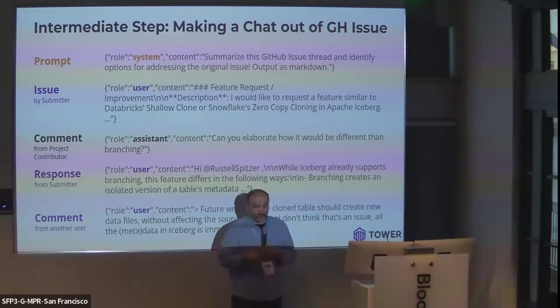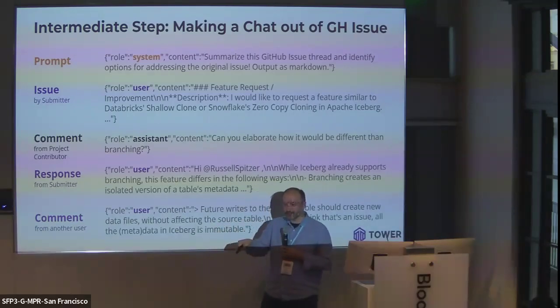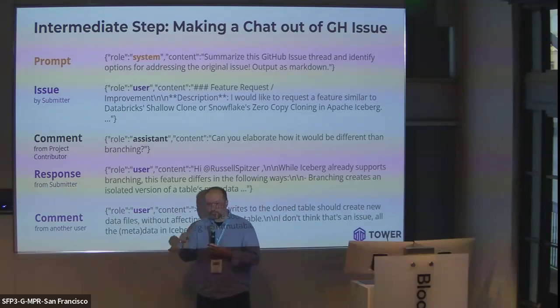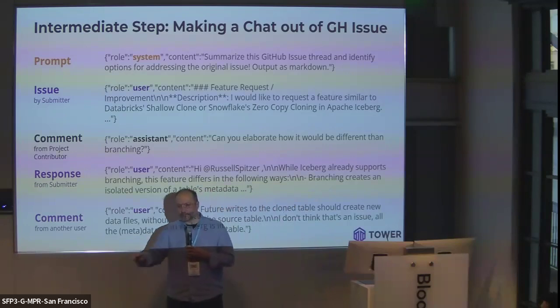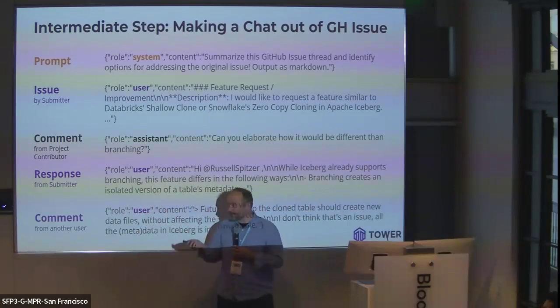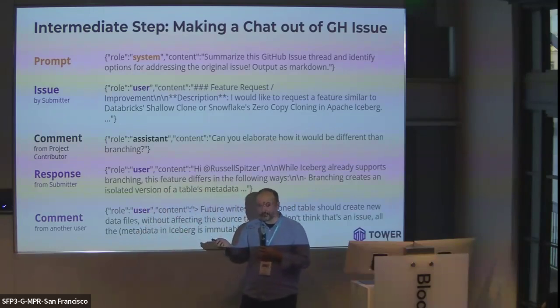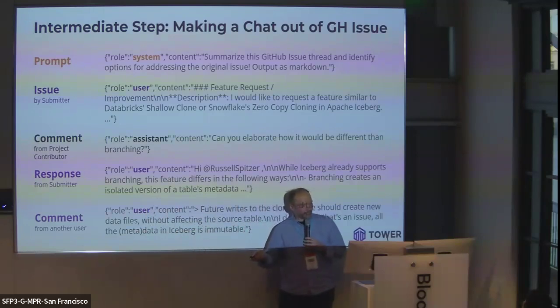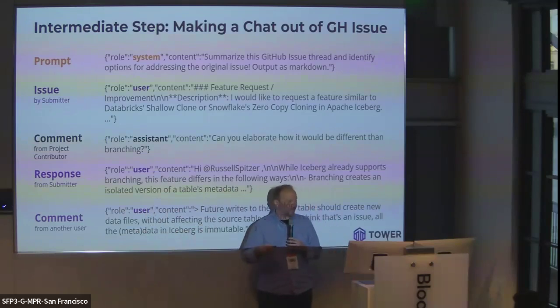We'll use a trick. We'll actually convert that GitHub issue into an LLM chat. And if we can convert it into a chat, then we can use our beautiful DeepSeek R1 to do the summary and create us a great recommendation. And there are a couple of other little tricks that we use. For example, the prompt will say something like, summarize this GitHub issue and identify options for addressing the original issue.